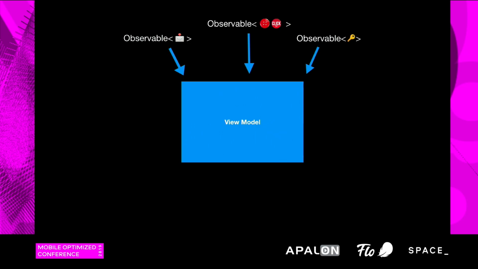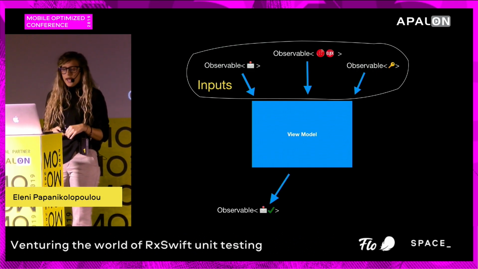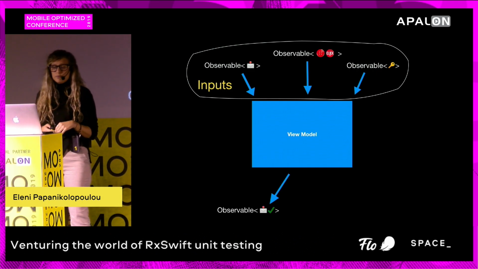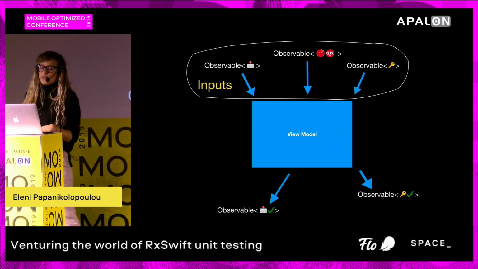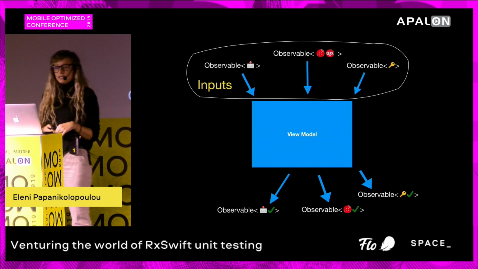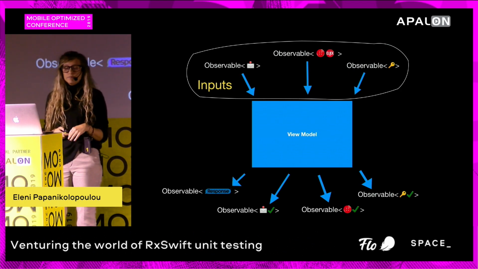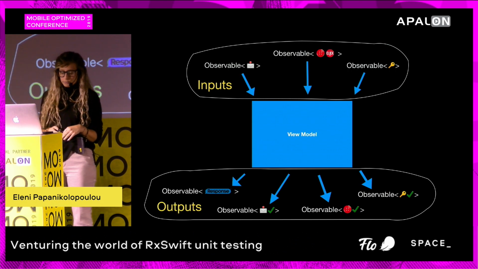The view model has some inputs and some outputs. It gets an observable with the email typed by the user, an observable with the password typed by the user, and an observable with a button click, the sign-in button click. And these constitute the inputs of our view model. And it generates some outputs, such as an observable with whether the email typed by the user is correct or not, an observable of whether the password typed by the user is correct or not, an observable of whether the sign-in button should be enabled or not, and an observable with the sign-in response. And these constitute the outputs of the view model.